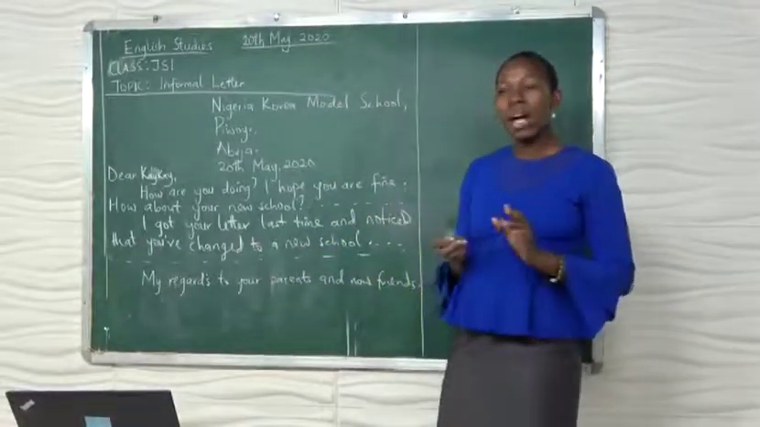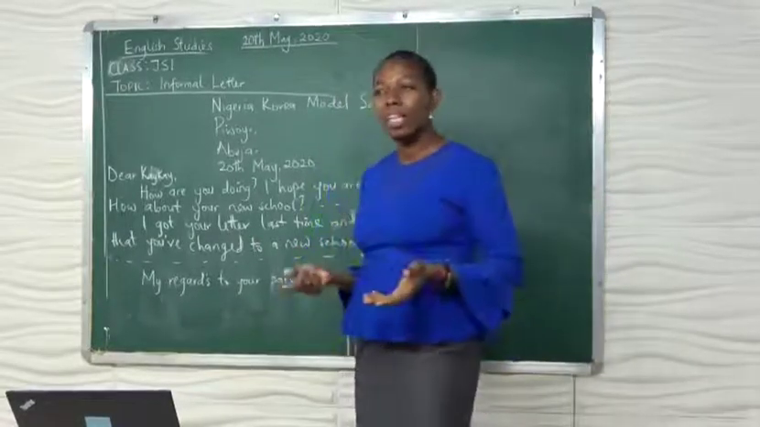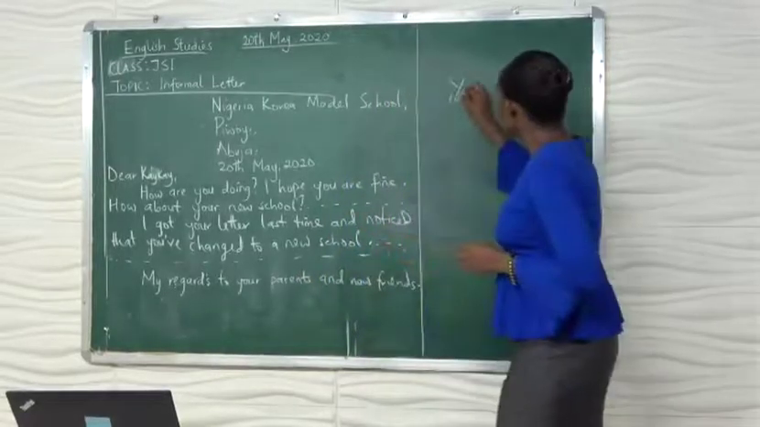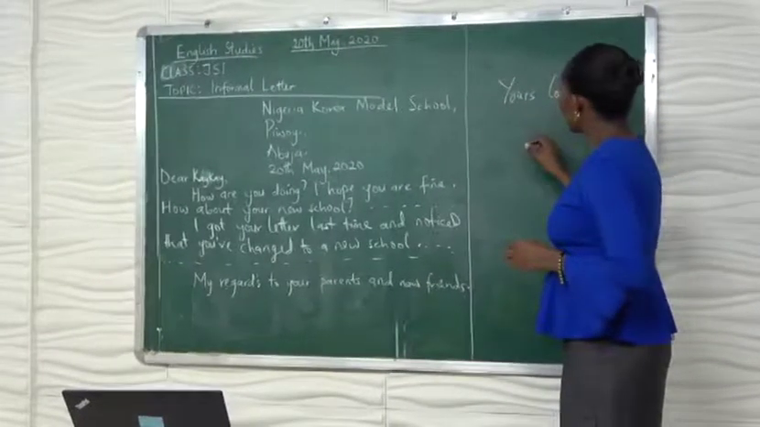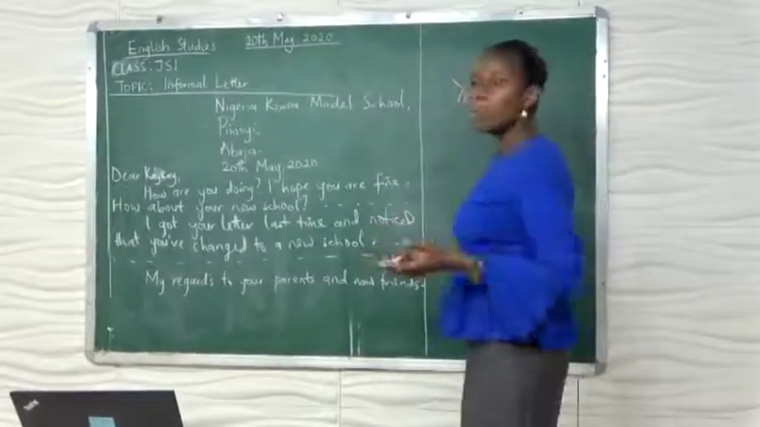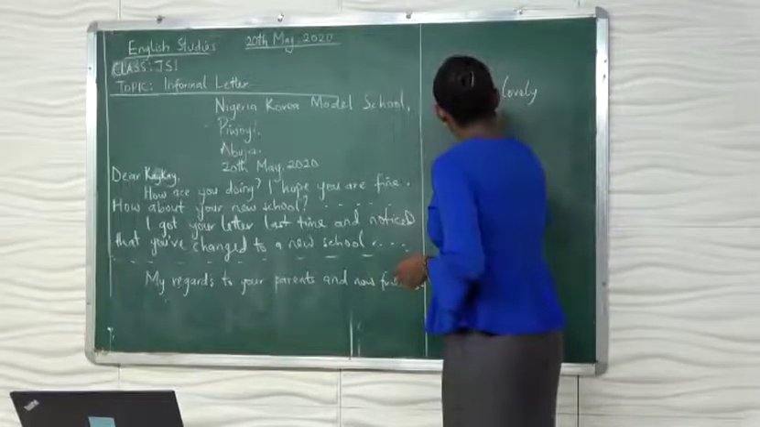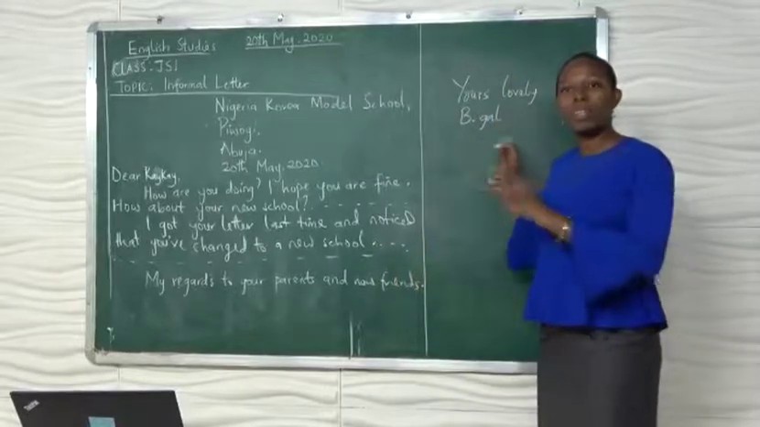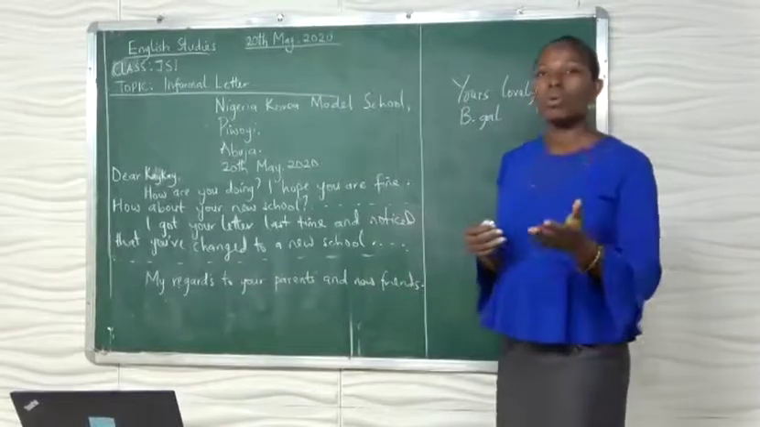Now, you can close an informal letter in several ways. First of all, you sound informal. Remember, you're writing to a friend. You're not going to say yours faithfully. You're not going to sound official. You can say yours lovely. Then you write your name. Let's assume you that is writing the letter, your name is Bola, and your friend calls you big girl. You put it there. It's an informal letter. You write what the person knows you with.